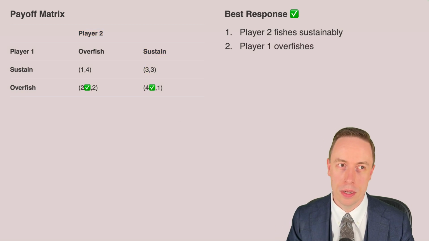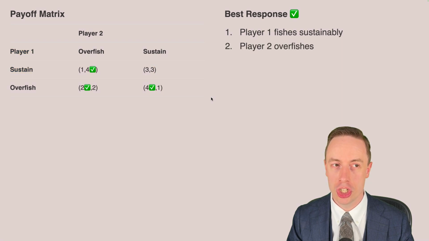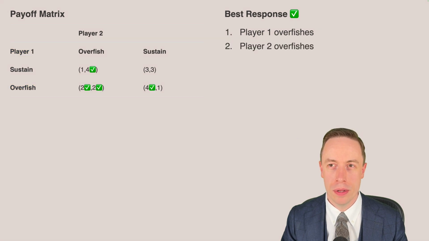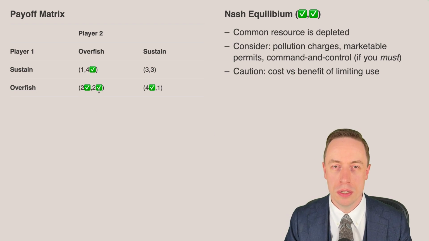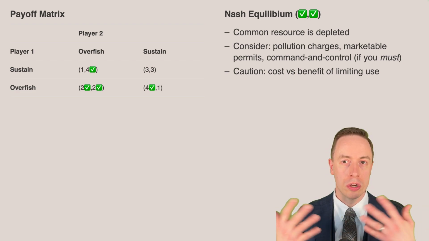Turn the tables. Now we're player 2, considering what we're going to do if player 1 acts sustainably. 4 beats 3, we want to overfish. Check. So let's consider what we want to do here if player 1 overfishes. 2 beats 1, well then we want to overfish as well. Bam bam, 2 check marks. That of course represents a Nash equilibrium. Nash equilibrium is everybody overfishes and the fish go extinct, even though everybody would be better off if everybody was acting sustainably. Again, private incentive conflicts with collective good.